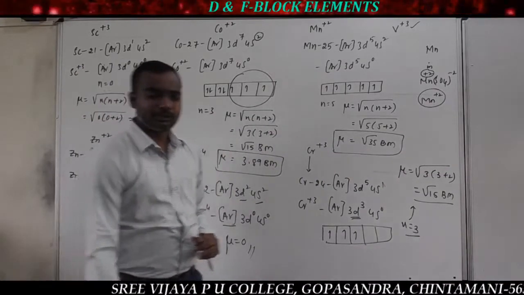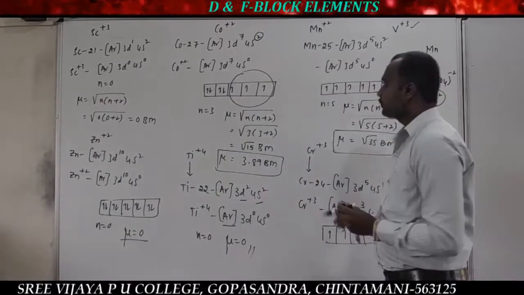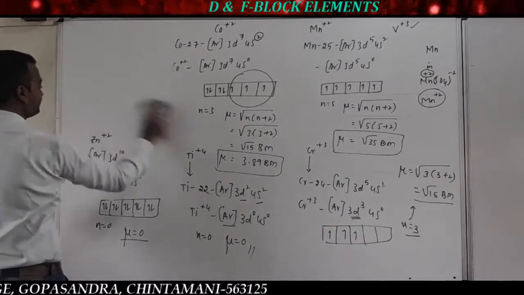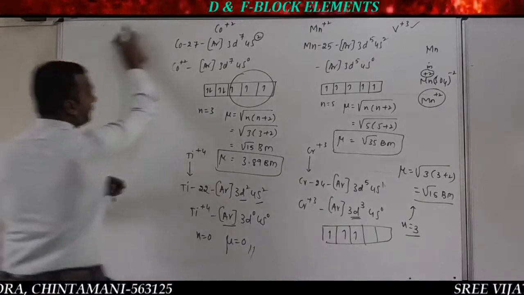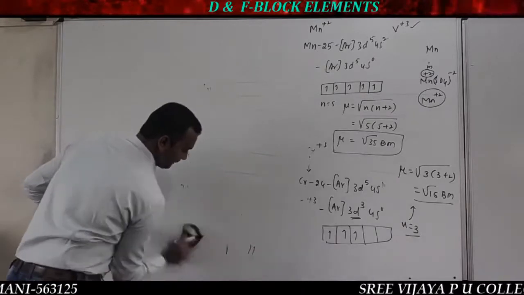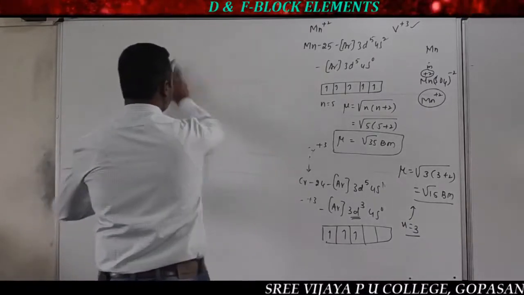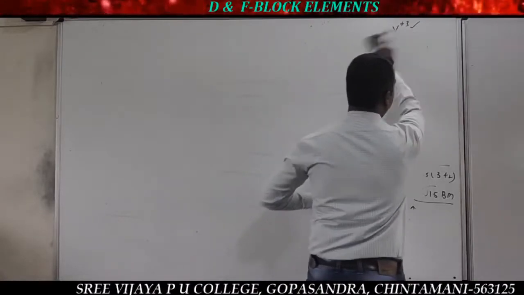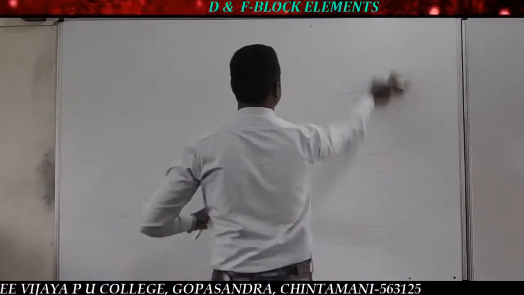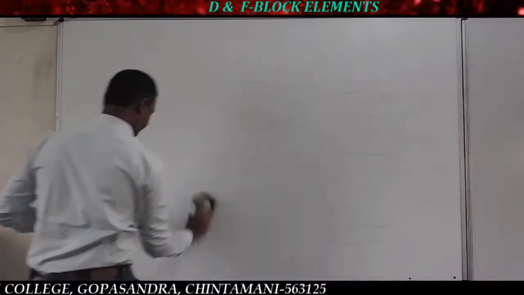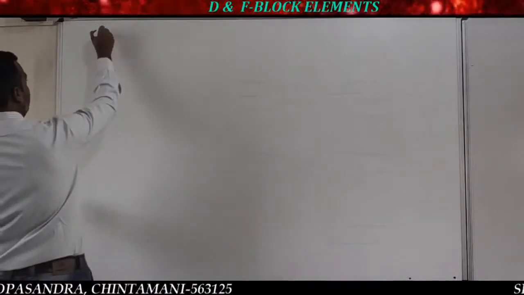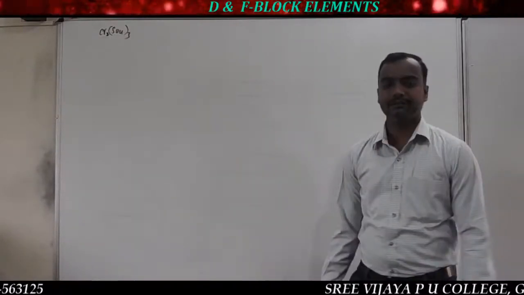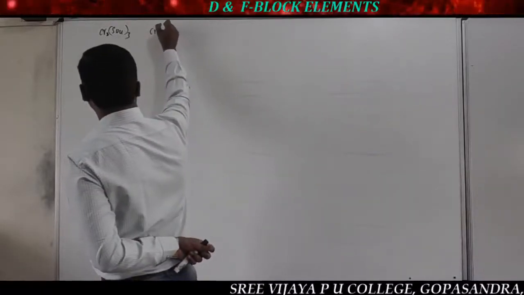Similarly, they can ask: calculate the magnetic moment of chromium in chromium sulfate. When we say chromium sulfate, what is the formula? Chromium sulfate is Cr2(SO4)3. So first you have to write the formula of chromium sulfate, and then identify the oxidation state of chromium here. So the oxidation state is chromium plus 3.